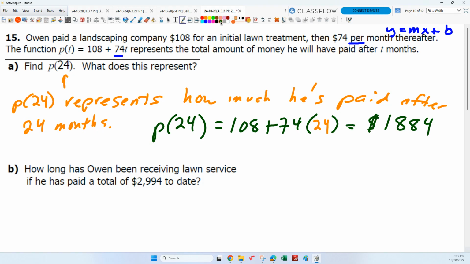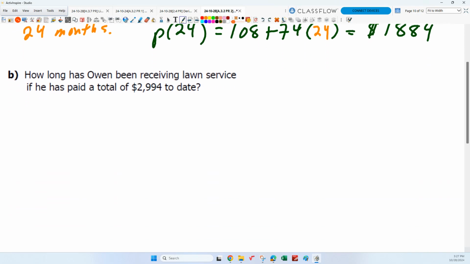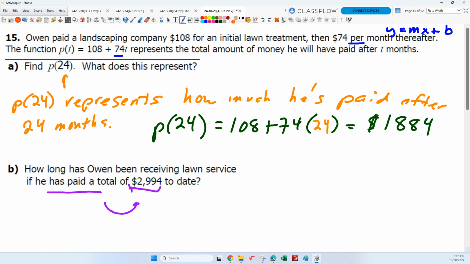Okay, now what about the second part? It's a little different. How long has Owen been receiving lawn service if he has paid a total of $2,994 to date? Okay, so he has paid that much. Is that an input or an output? That's an output, yeah. So where am I going to plug that in my equation then? Well, P of t, right?